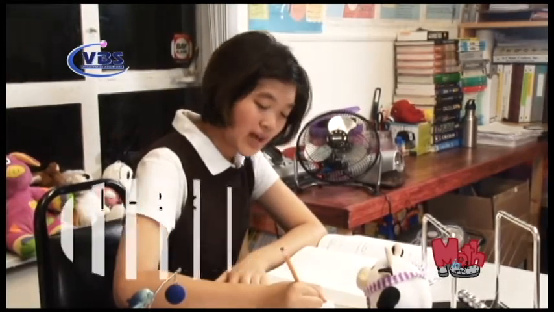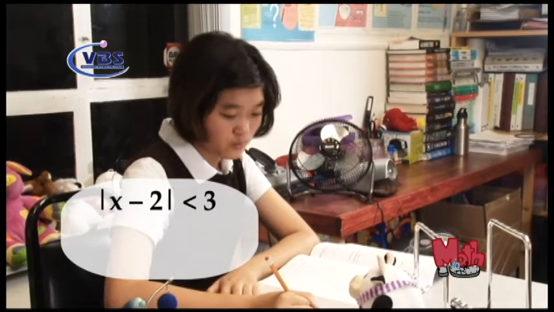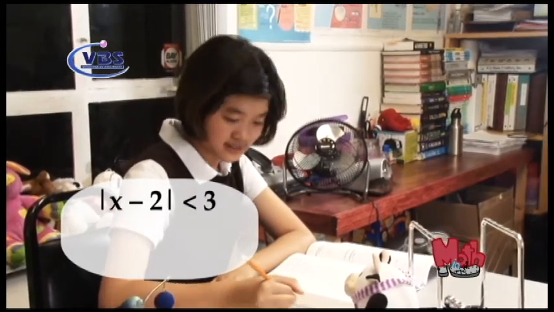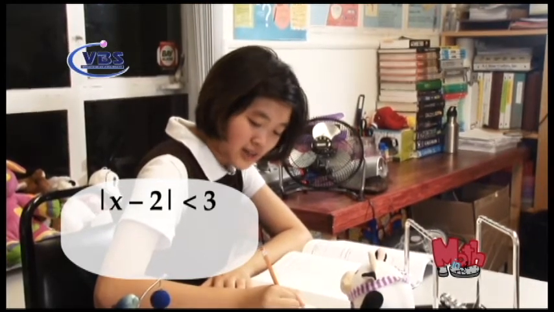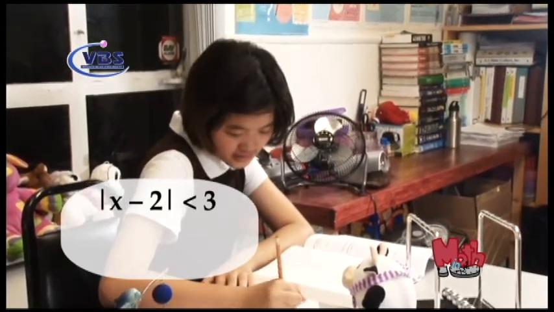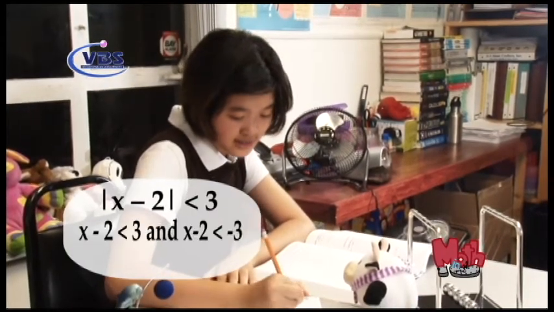So the absolute value of a number is the distance away from 0. That's why it's always positive, since there's no such thing as negative distance. Okay, so the absolute value of x minus 2 is less than 3. The distance is less than 3. Let's see, x minus 2 less than 3, split that. x minus 2 less than negative 3.